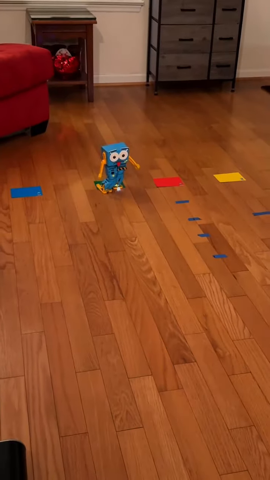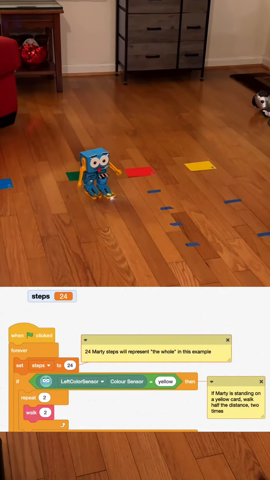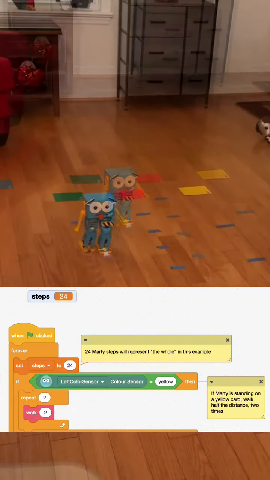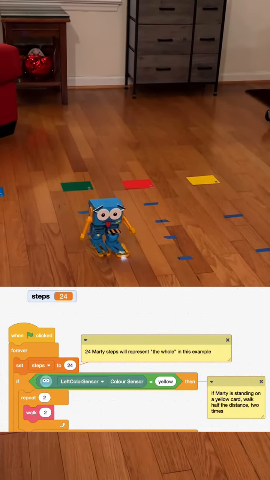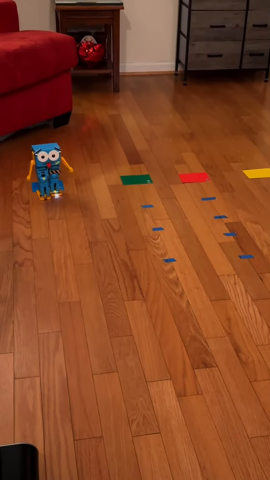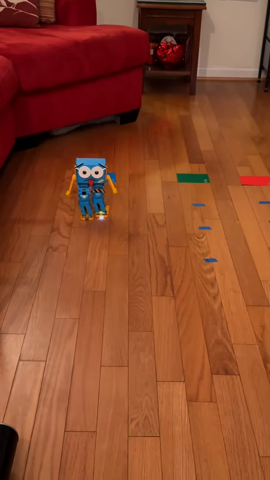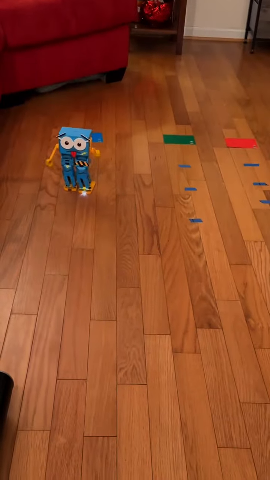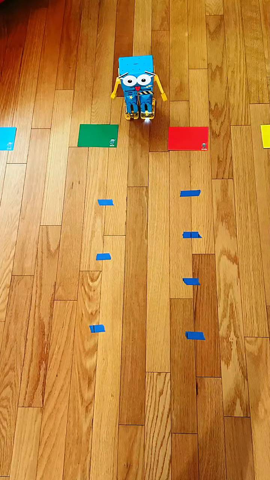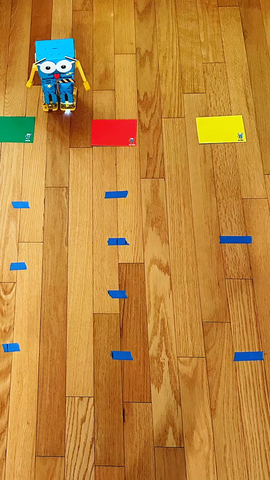So then whenever Marty stepped on yellow, he should walk half of 24 steps 2 times. If Marty was touching the red, then he should walk 1/3 of 24 3 times over. So each time I had Marty walk 1 whole, but I used the different colors that his foot was touching to represent the increments that he would walk in. And between each of these walks, he would do a little dance so that I could go and mark on the floor where the fraction was.